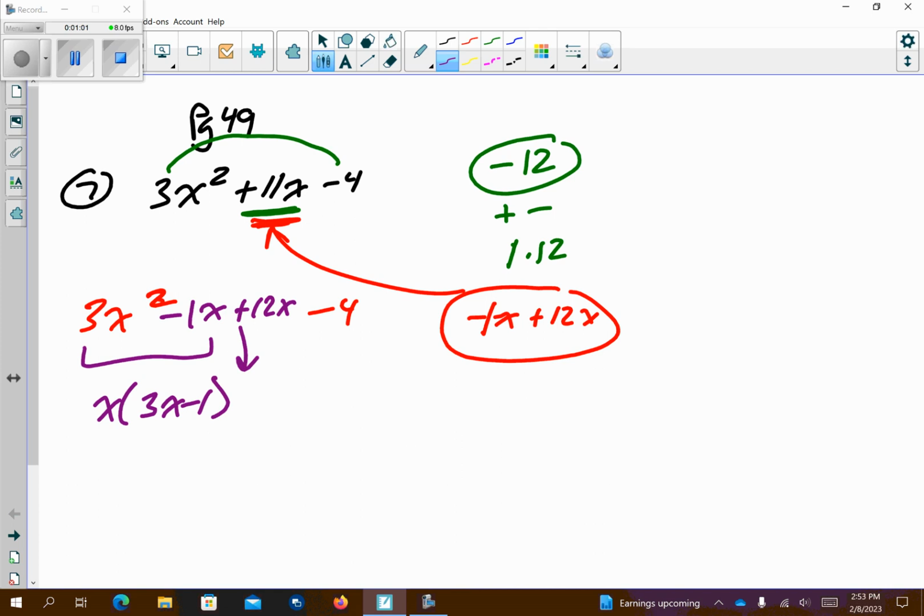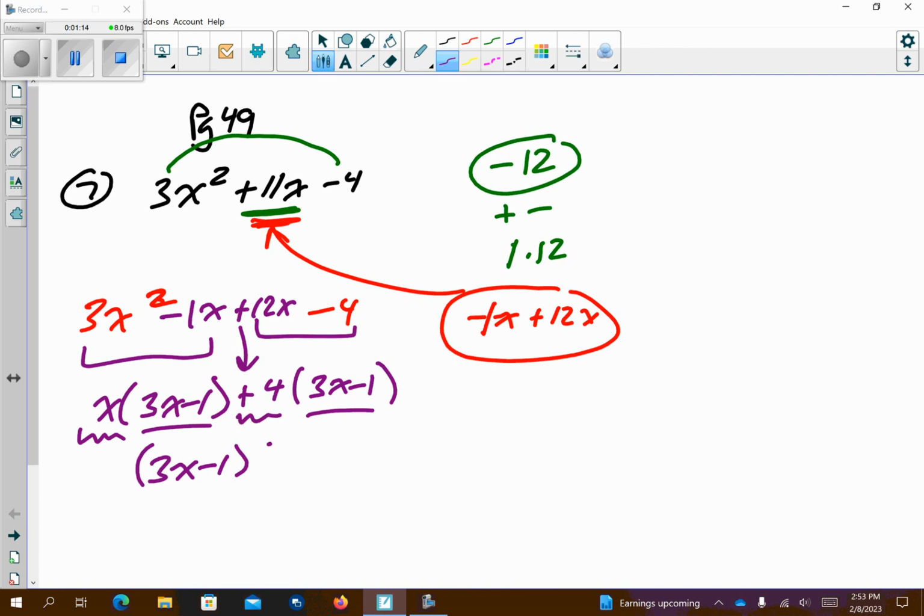This sign comes straight down, the middle sign always comes down. I can factor a 4 out of both of those, and that's going to leave me 3x minus 1. So my answer is 3x minus 1, and my leftover stuff is x plus 4. There's our answer. That's our answer right there.